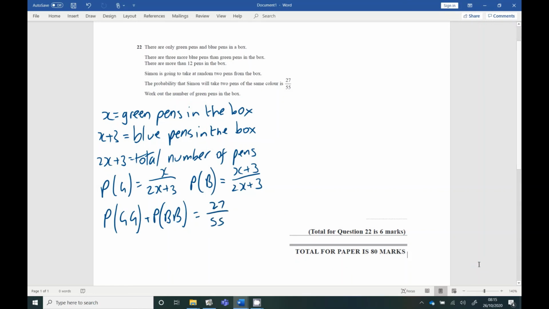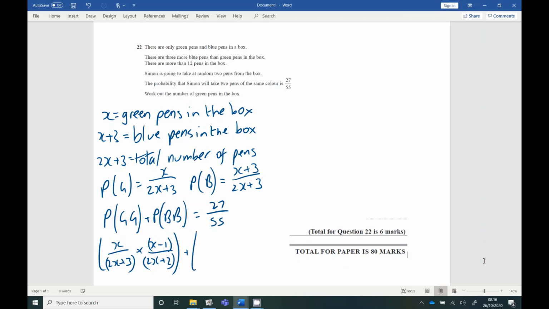So this is giving ourselves an opportunity to create a new equation. So what's the probability of picking a green with your first pick? Well, we've just worked that out. That's x over 2x plus 3. Now, what about a green with your second pick? So you haven't put the green back in. Well, both the numerator and denominator are going to have to go down by 1, because there's one less green and one less in the total. So that's going to be x minus 1 over 2x plus 2. So that's the probability of a green and then another green.